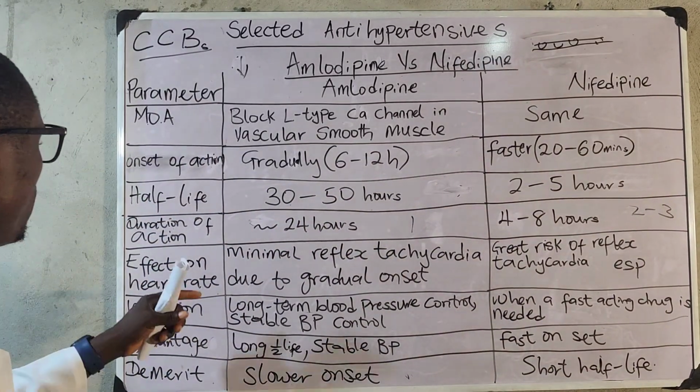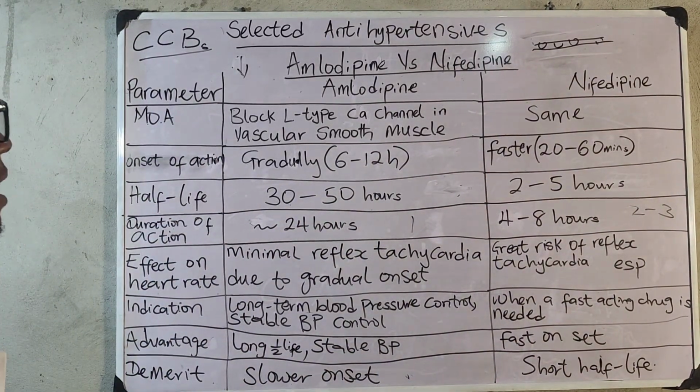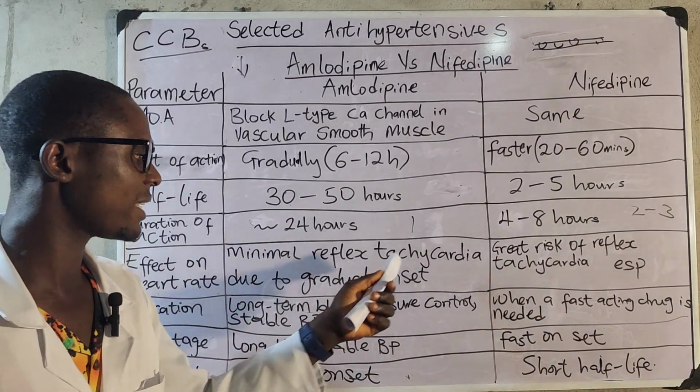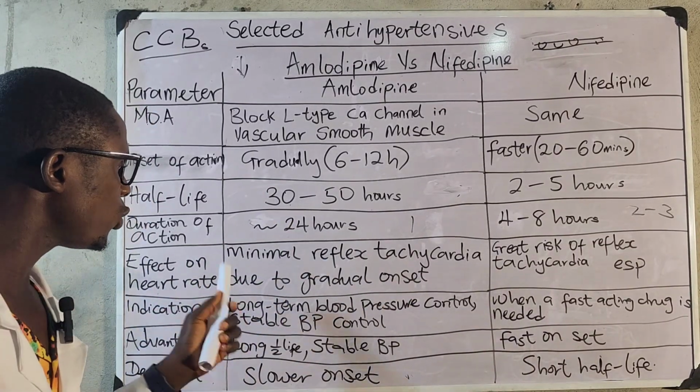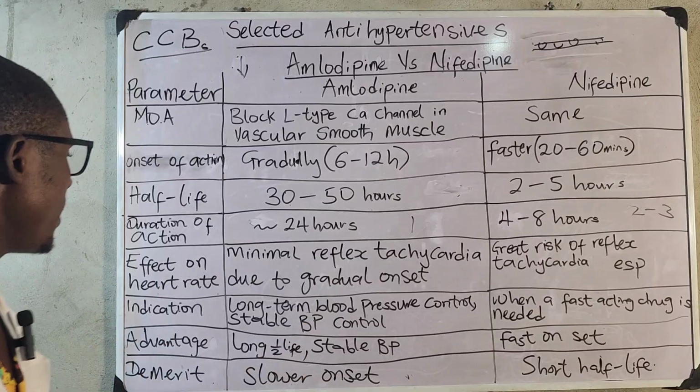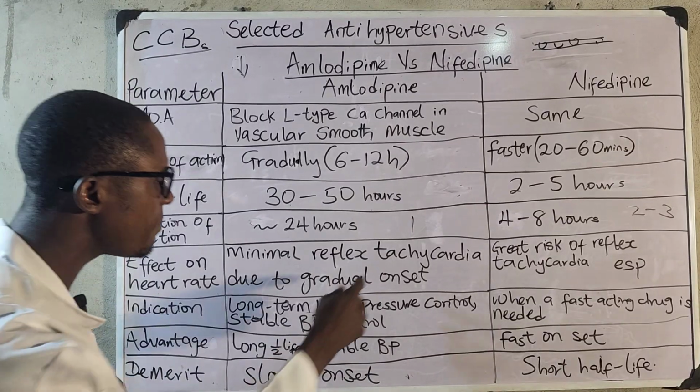Now let's talk about the effect on the heart rate. Amlodipine has minimal reflex tachycardia due to its gradual onset. Due to gradual onset, it has minimal tachycardia.